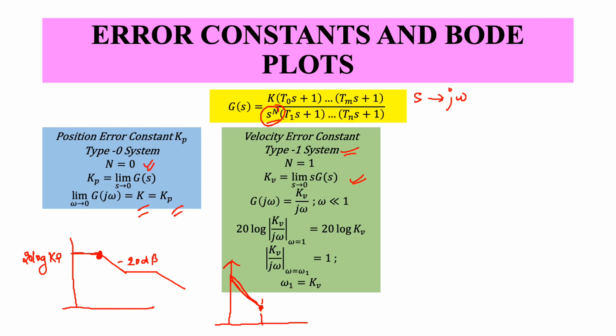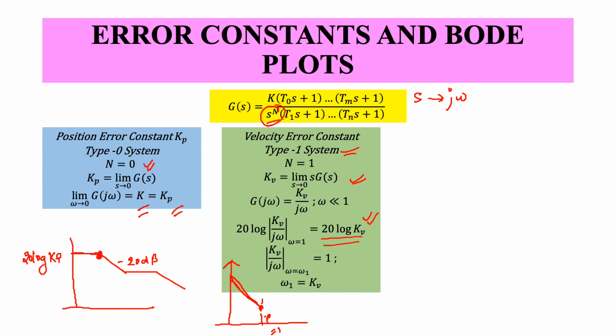So this is the form, this type 1. It will have a magnitude of 20 log Kv by j omega. I will find the magnitude when omega equals 1. That is the point where I will get the value of 20 log Kv. Once I have 20 log Kv, I can find out the value of Kv.